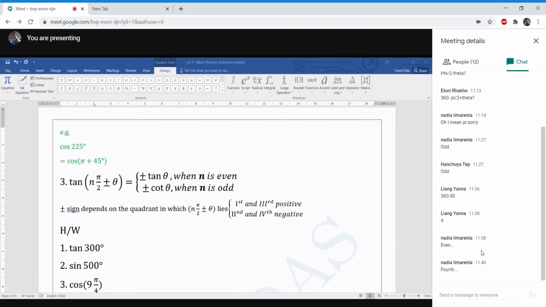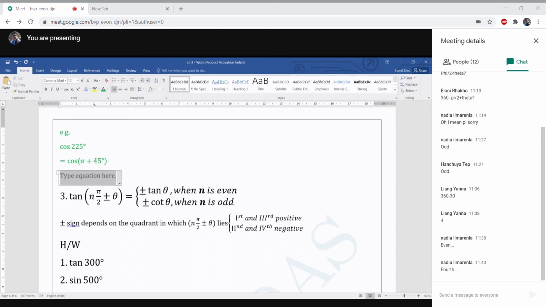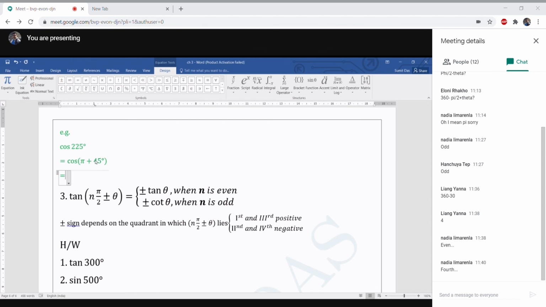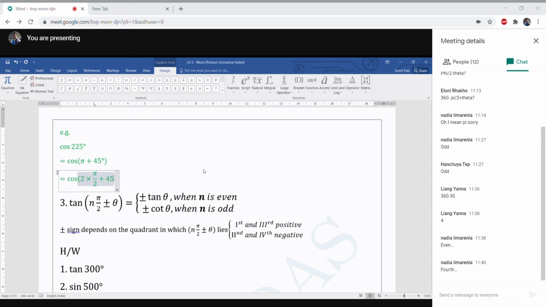Okay, look. I can wait more. 225 means we can write pi plus 45 degree. Pi means we know that 180 degree, right? So 180 plus 45 is 225. So the next line I will write cos of 2 into pi by 2 plus 45 degree.